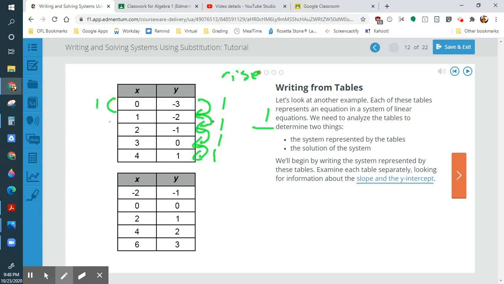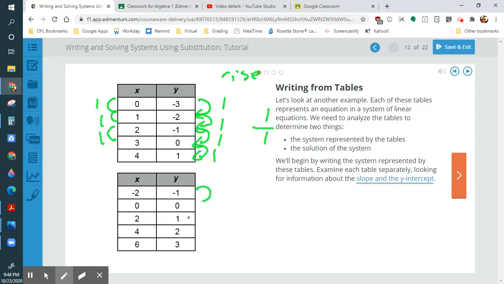Our run, 1, 1, 1. So our rise over run is 1. The rise and the run never change. You might have instances where you have to take this number divided by this number, because they're being nice to us here. They're only increasing by 1. Well, let's take a look here.